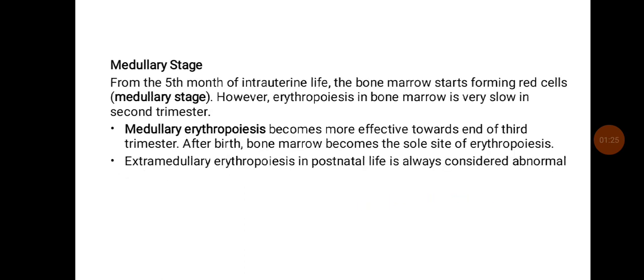Medullary stage: from the 5th month of intrauterine life, the bone marrow starts forming red cells. However, erythropoiesis in bone marrow is very slow in the second trimester. Medullary hemopoiesis becomes more effective towards the end of the third trimester. After birth, bone marrow becomes the sole site for erythropoiesis. Extramedullary erythropoiesis in postnatal life is always considered abnormal.